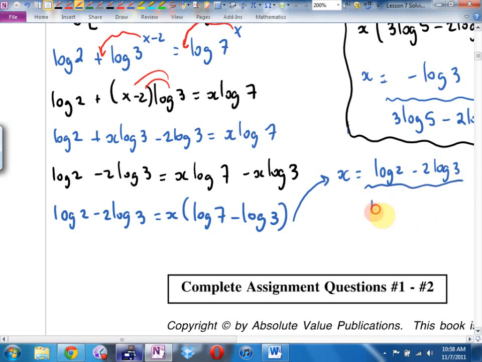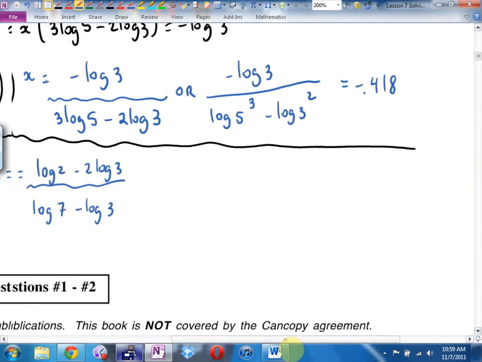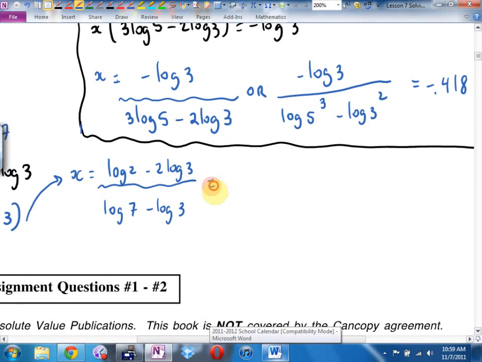Although, Cassandra, if this was multiple choice, they might have written 2 log 3 as a log of 9, because they might have moved the 2 up onto the 3 and made it 3 squared. I'll look for those things if I can't spot my answer. So that's an exact value. Try getting this on your calculator. How many terms on top? Two brackets. How many terms on the bottom? Two brackets.